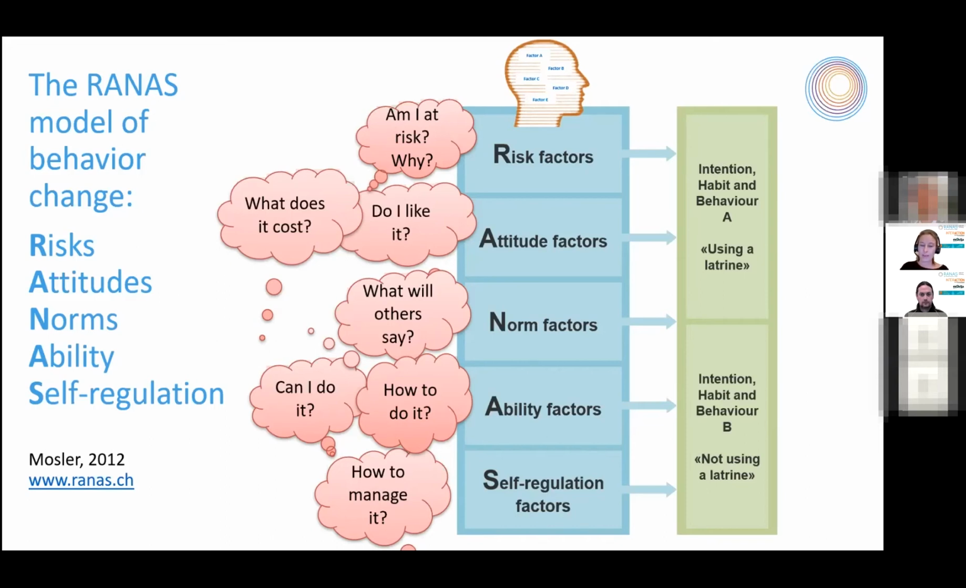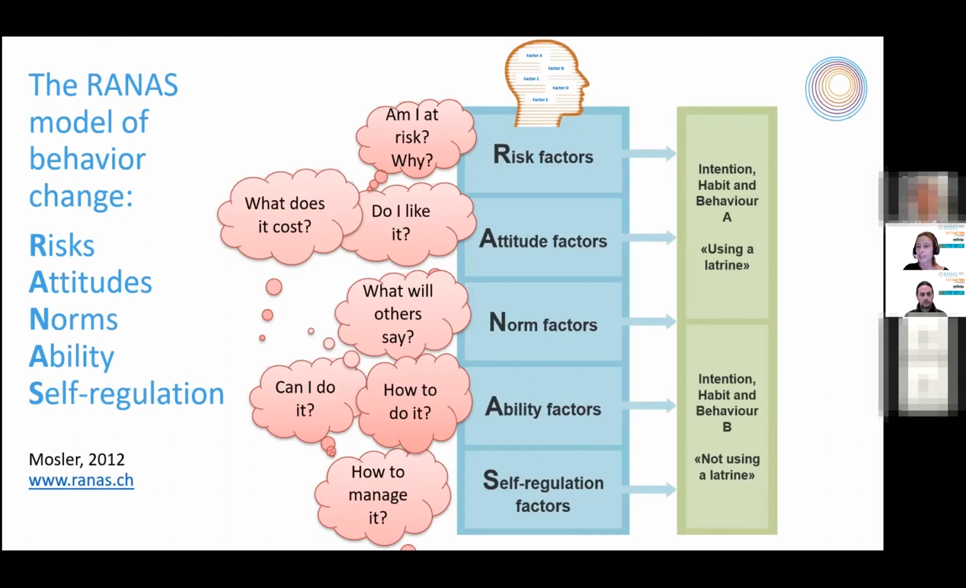Then we have ability factors, so-called, that is more the ability of, am I able to do it, or do I have the resources to do it, the capability, and how is it done? And then we have so-called self-regulation factors, that is more about the management of behavior in a daily routine. So all those factors are known to influence behavior.